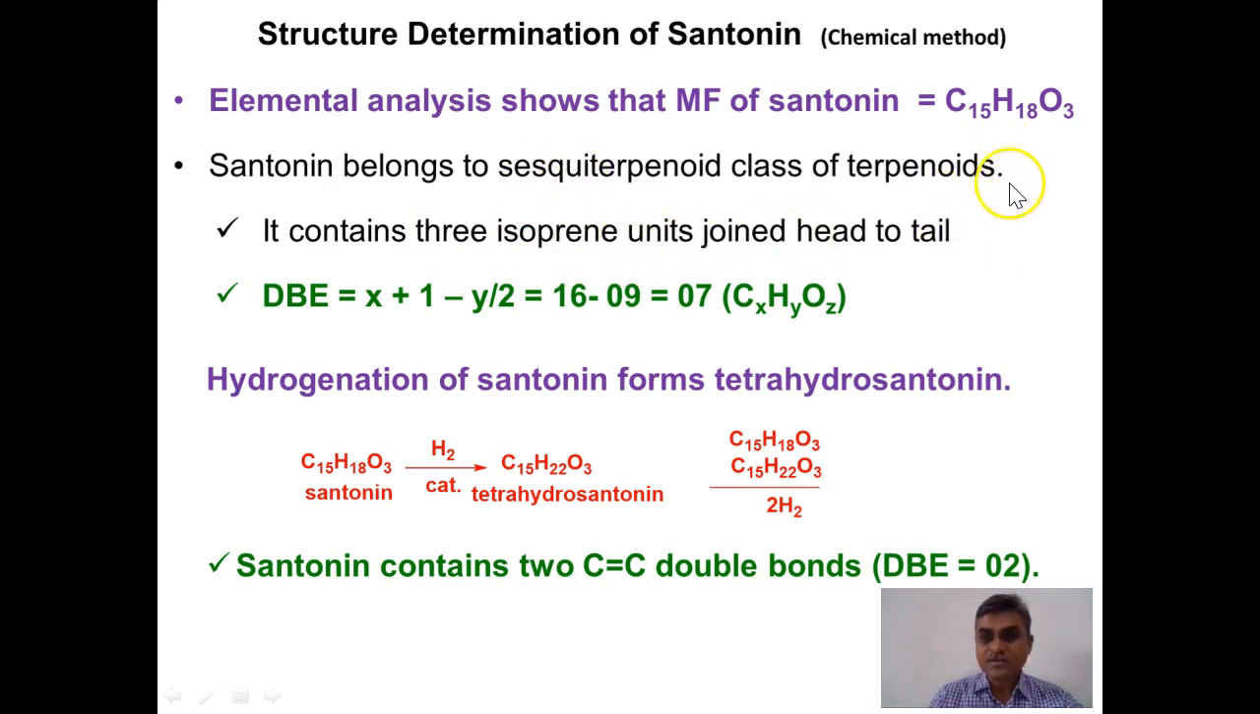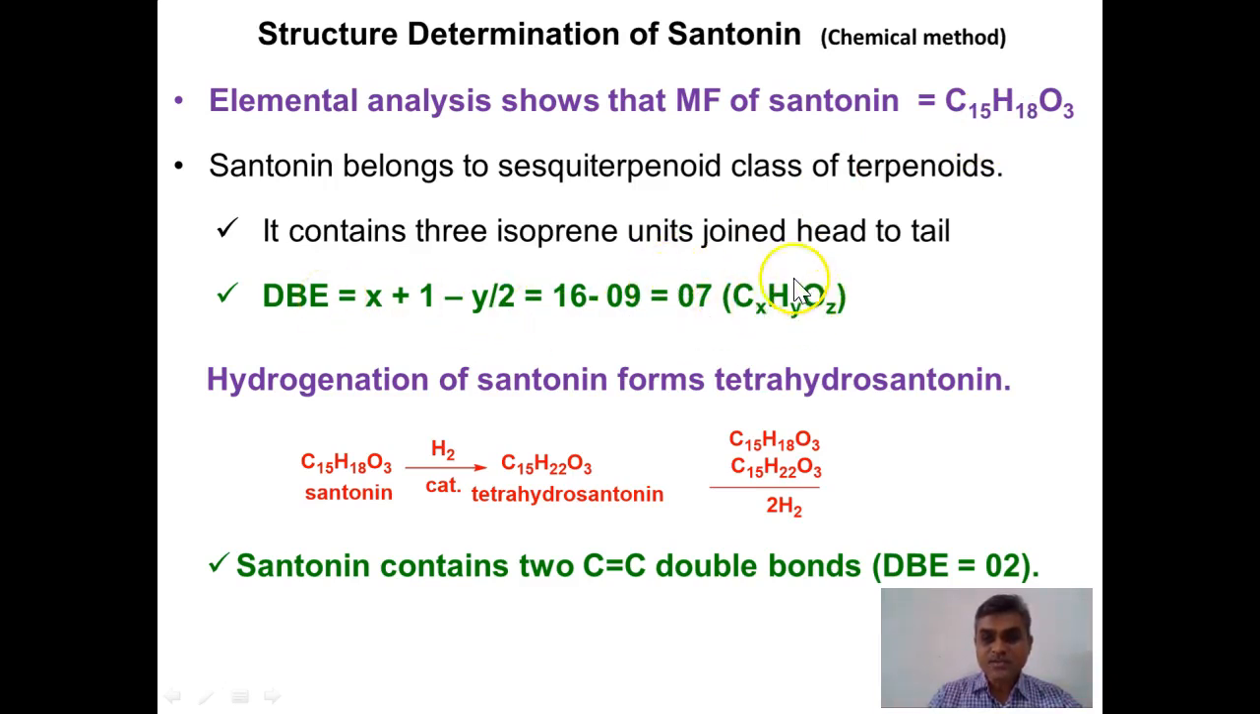Apart from this broad idea about the structure of Santonin, another piece of information we get about this molecule is the degree of unsaturation, or the double bond equivalence. Degree of unsaturation is nothing but how many double bonds or rings are present in the molecule, and it is calculated for a molecule CxHyOz by the formula x plus 1 minus y by 2. If you put in the values of carbon and hydrogen, the degree of unsaturation in Santonin is found to be 7.